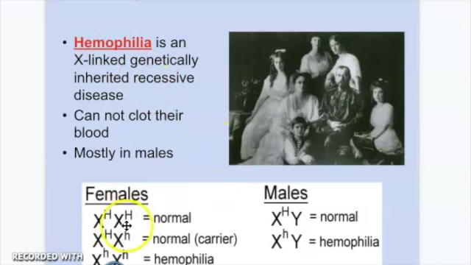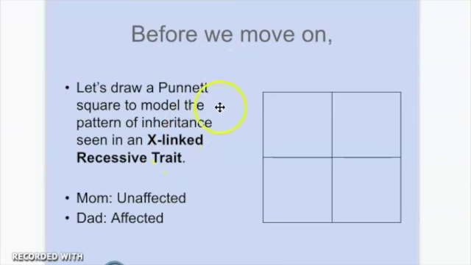When we're looking at the alleles for this, we're going to be using big H and little h. Again, in order for a female to have the disorder, they're going to need to have two little h's. And for males, they're going to need to have that one little h, and then they will get hemophilia. Okay, so we're going to work on a Punnett square, and we're going to use our whiteboard.